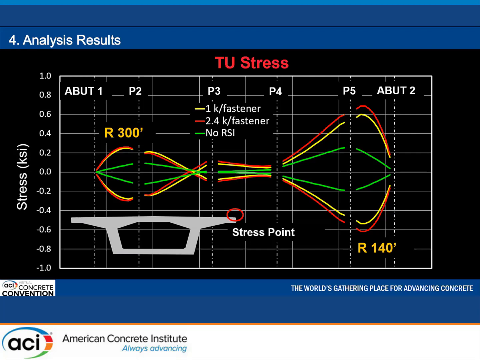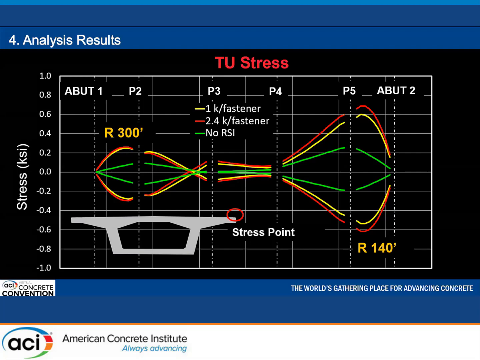The green line represents the stress without consideration of RSI. The yellow line represents the stress considering RSI with a 1 kip per fastener yield plateau, which is the calibrated value for our bridge. The red line represents the stress considering RSI with a 2.4 kip per fastener yield plateau.